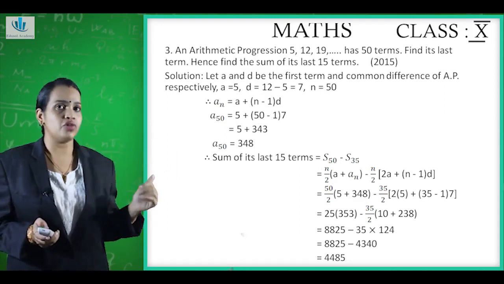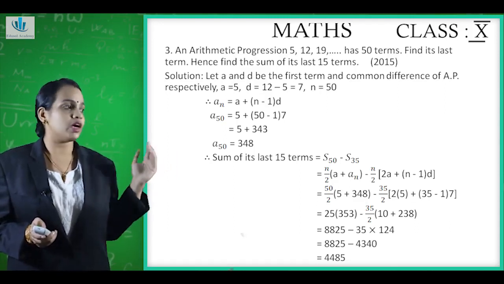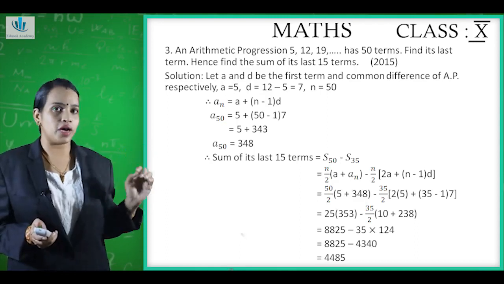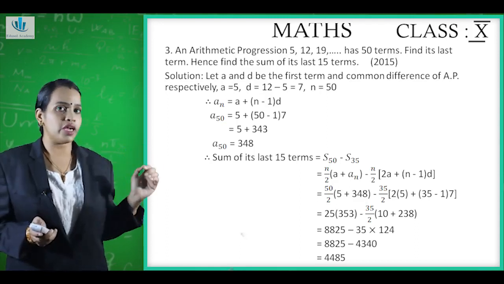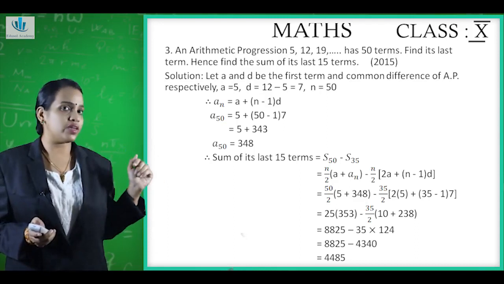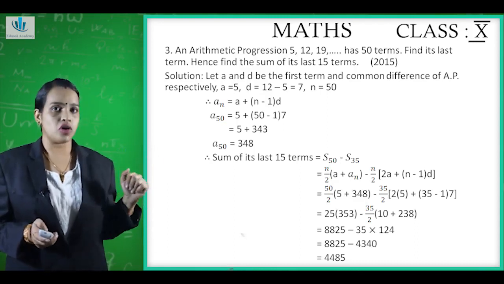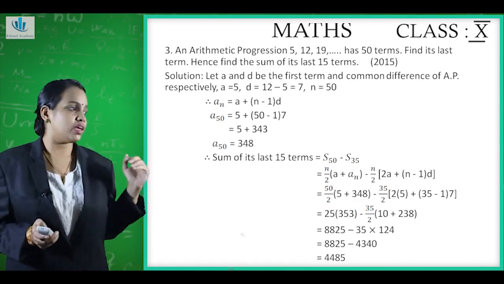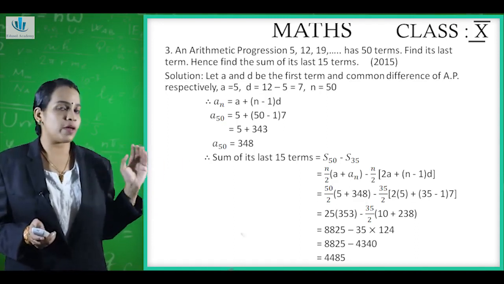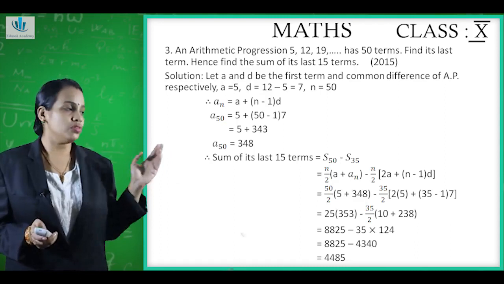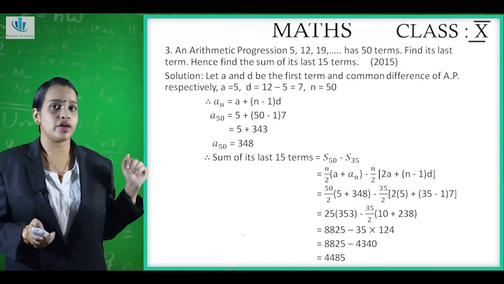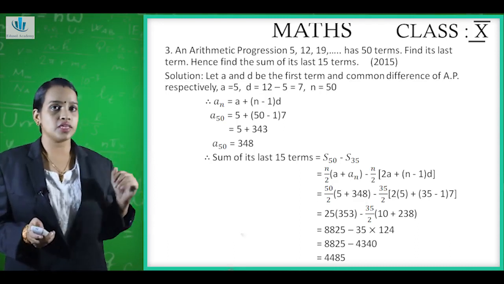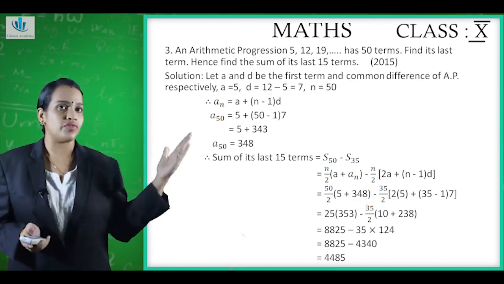Now we will put the values. N is 50, so it becomes A50 is equal to the value of A, 5, plus the value of N, 50, minus 1, and the value of D is 7. When we solve it, 50 minus 1 is 49, into 7, it gives 343. So 5 plus 343 is equal to 348. So our 50th term is 348. Now in the question it is said the sum of its last 15 terms.